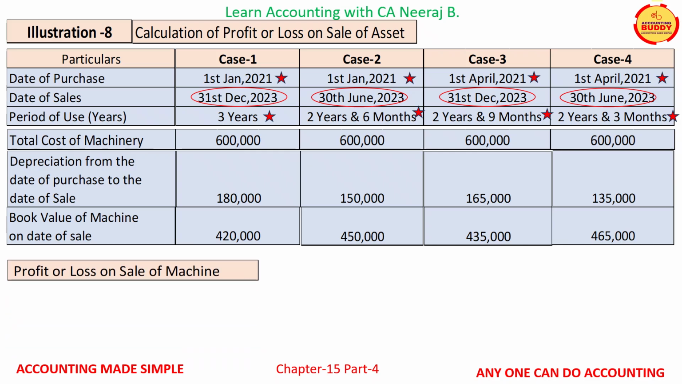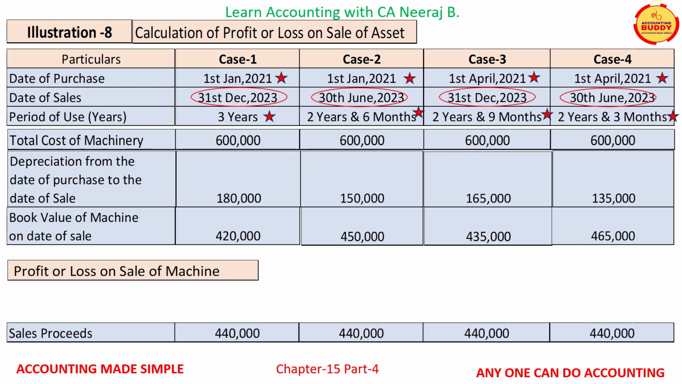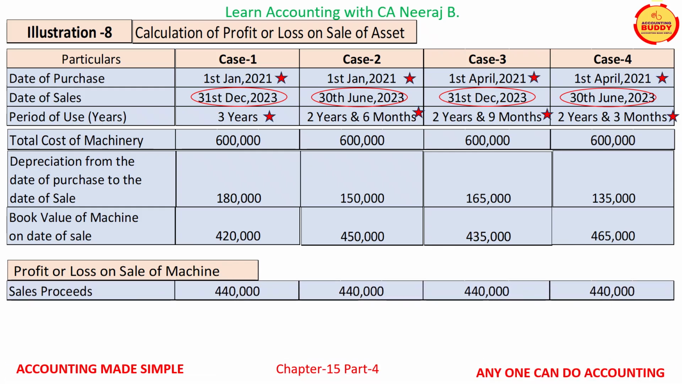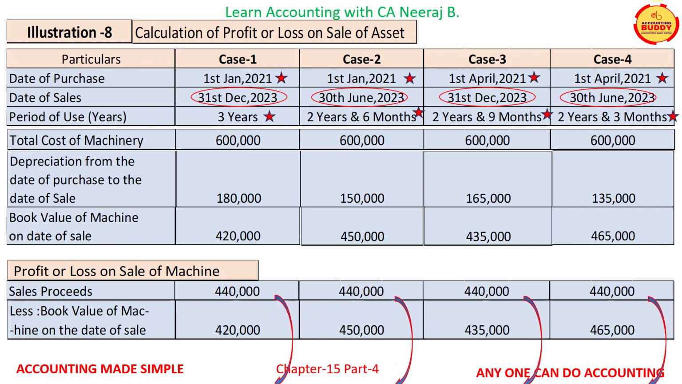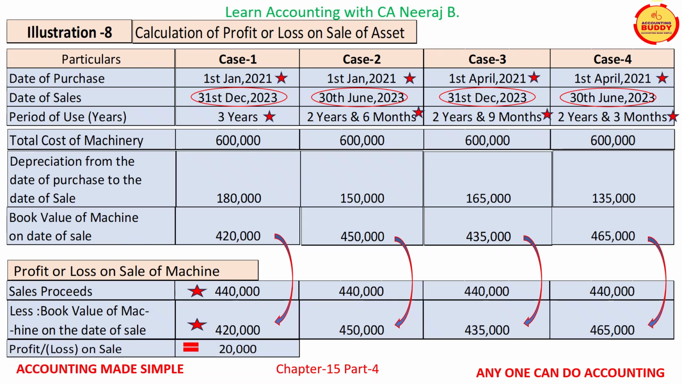Now let us calculate the profit or loss on the sale of the machine in each of the 4 cases. The sale proceeds for all the 4 cases is $440,000. Now from the sale proceeds, if we reduce the book value of the machine under the respective cases, we will get the profit or loss on sale of the machine. In case 1, when from the sale proceeds of $440,000, the book value of $420,000 is reduced, we will get a profit of $20,000 on the sale of the machine.